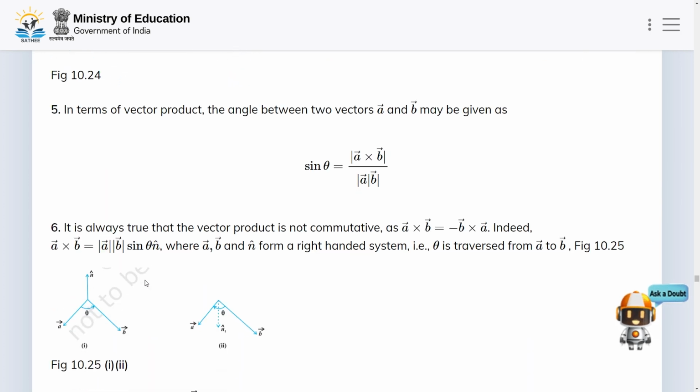Now the fifth observation. In terms of the vector product, for the angle between two vectors A and B in terms of the cross product, you will have sine theta equals the magnitude of the cross product of A and B divided by the magnitude of A and magnitude of B. Clear? So your sine theta will be the magnitude of A cross B divided by magnitude of A, magnitude of B.